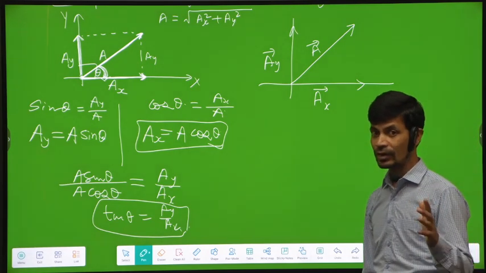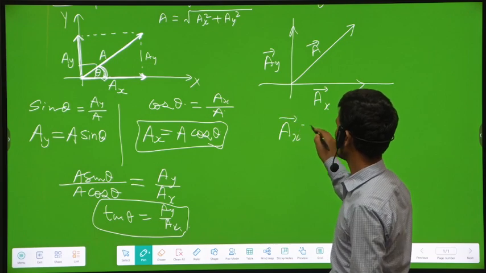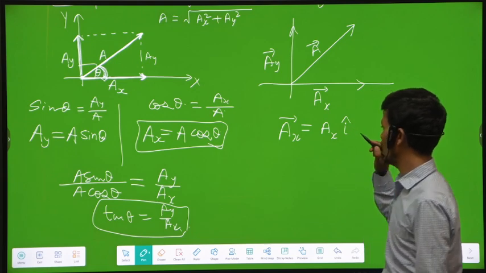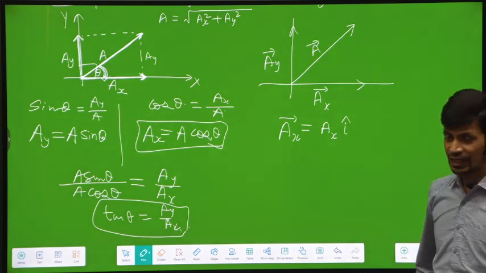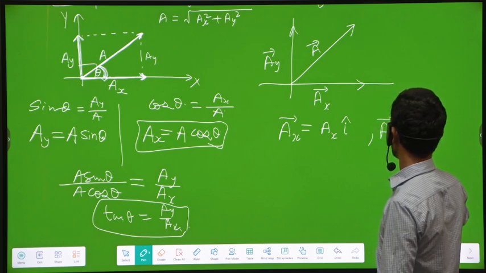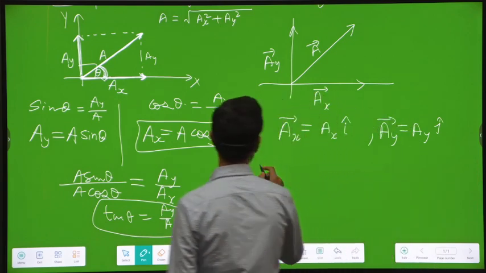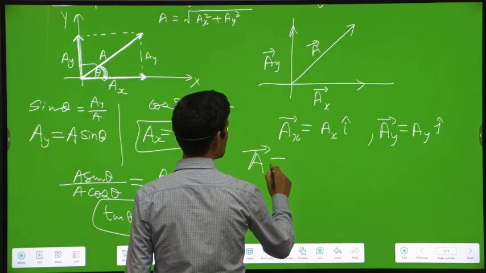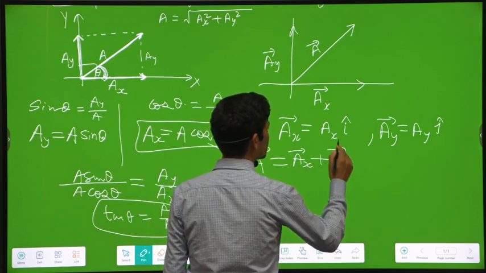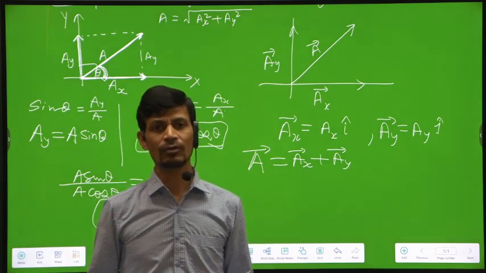So if your answer is ax vector is ax multiplied by i cap, then you are definitely right. In the same way, ay vector is equal to ay j cap, then this vector a is equal to ax vector plus ay vector, and this is what the resolution of vector is all about.